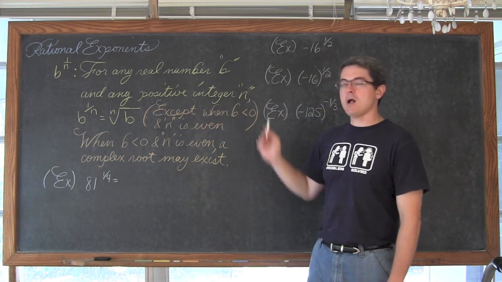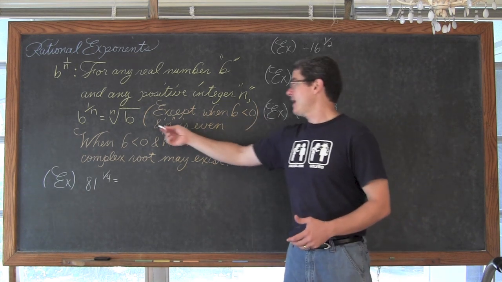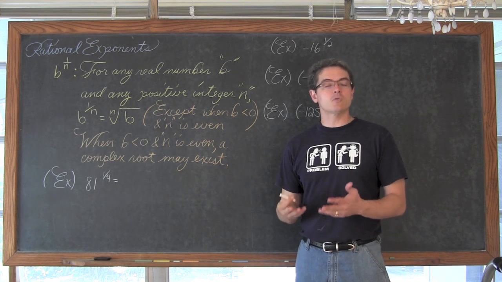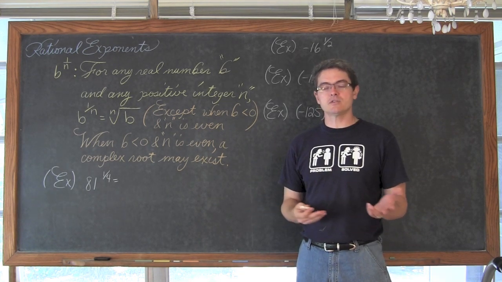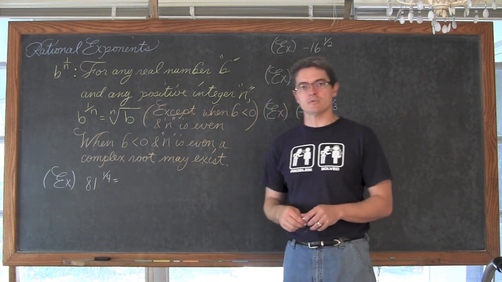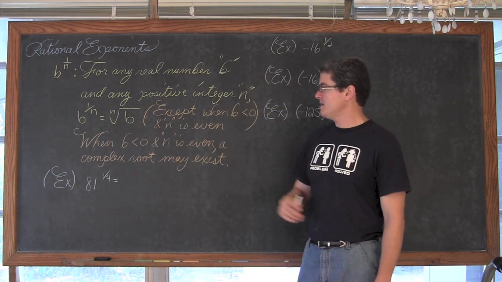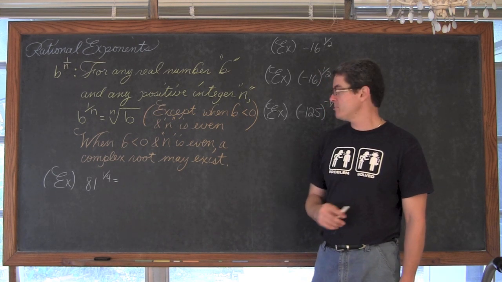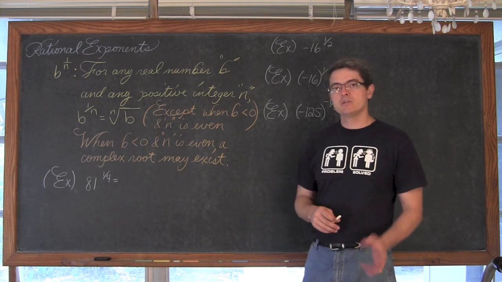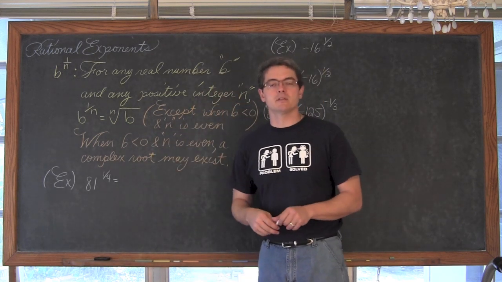Now, we have a bit of a problem though when b, the base, is less than 0. That means it's negative, and n is an even number, because you can't take the square root of a negative number. You can't do the square root, say, of -4. It's not 2, nor is it -2. There is no answer unless you're learning about imaginary or complex numbers. So when b is negative and n is even, you might have a complex root, meaning the root might be imaginary. So we're going to deal with a couple of examples, and it looks like they're all going to be numerical. We'll have some algebraic examples in the next part of the video.